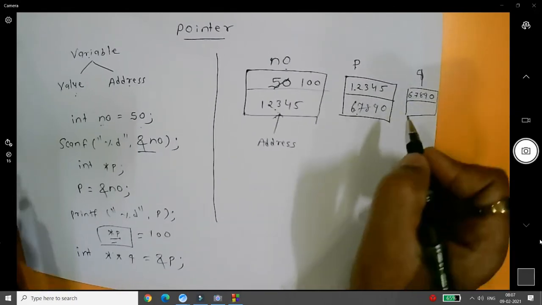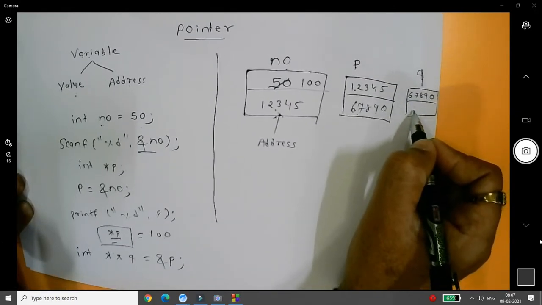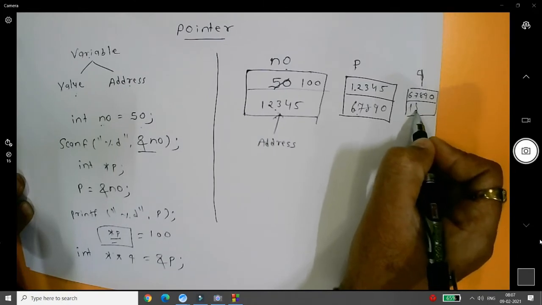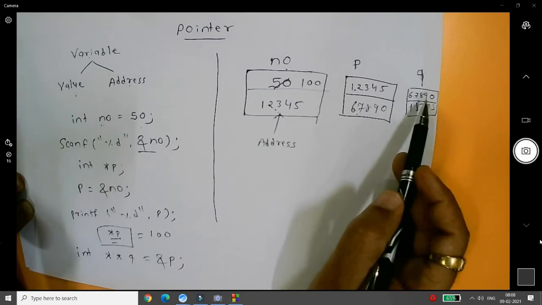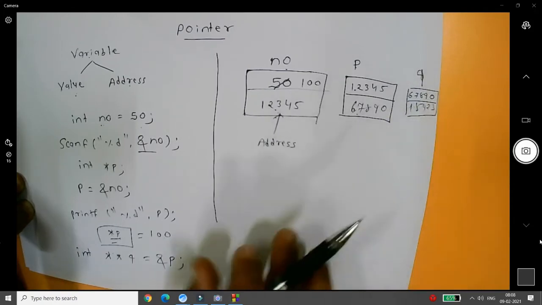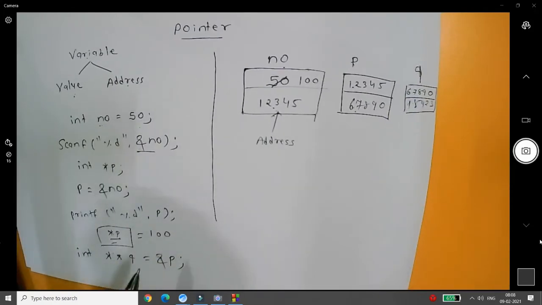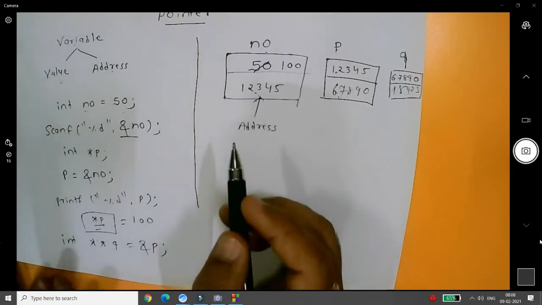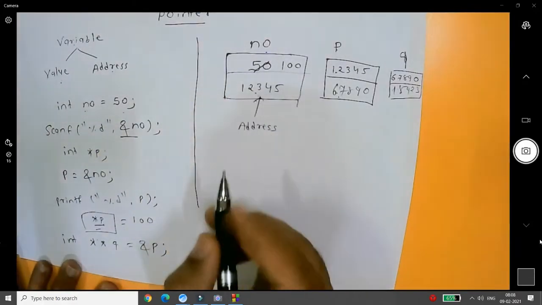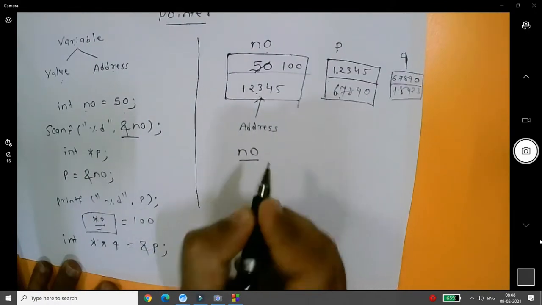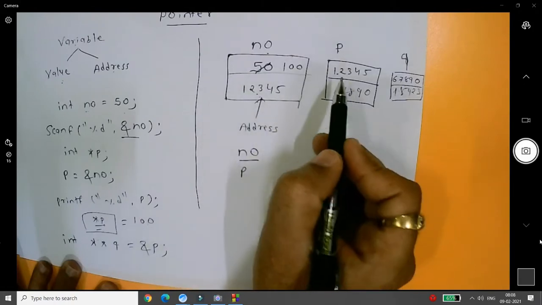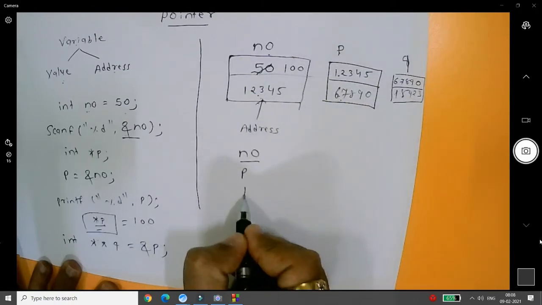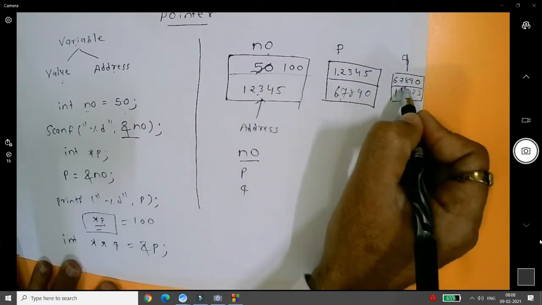Now this q variable also has some address, for example 18923. Now what do I want to do? I want to access the value. What happens, students? Please see carefully. Whenever you write number, it will print 100. Whenever you write p, it will print 1, 2, 3, 4, 5. Whenever you print q, it will print 6, 7, 8, 9, 0.